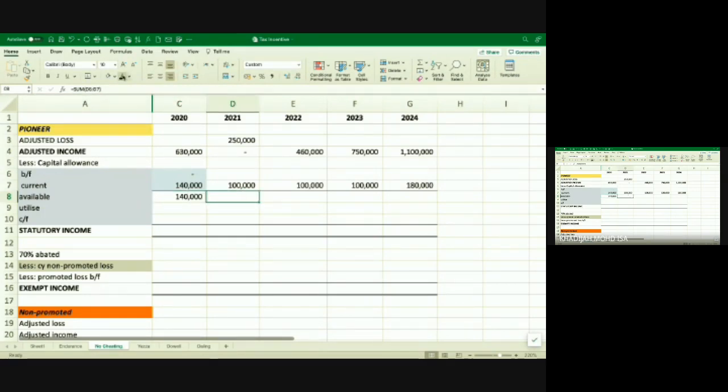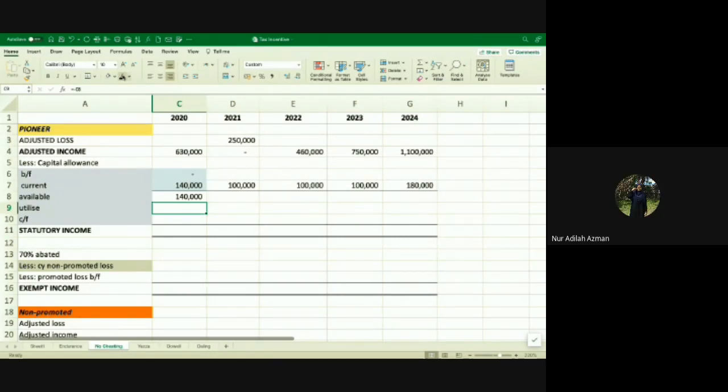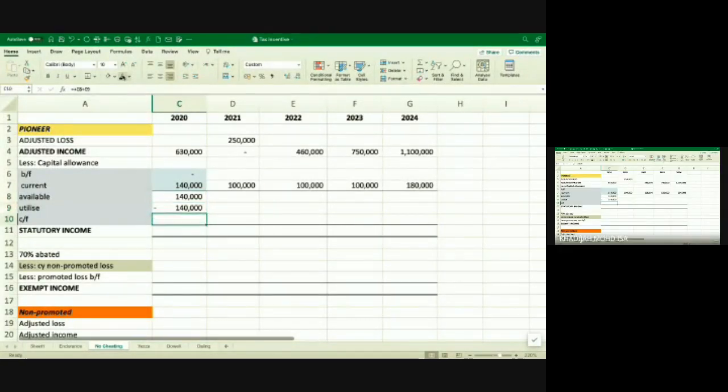And how much are you going to utilize? You have CA of 140,000, but your income is 630,000. How much should you utilize your CA? 140. You utilize everything. So if you utilize everything, it means there's 0 to be carried forward. But what is your statutory income? Your adjusted income minus CA utilized. That would be 490,000. So that will be your SI for 2020. Then you do for 2021, 2022, 2023, and 2024.